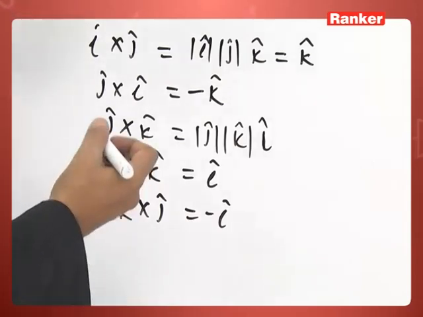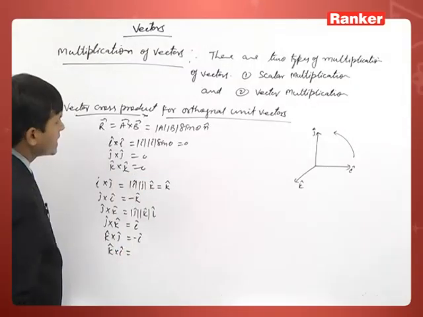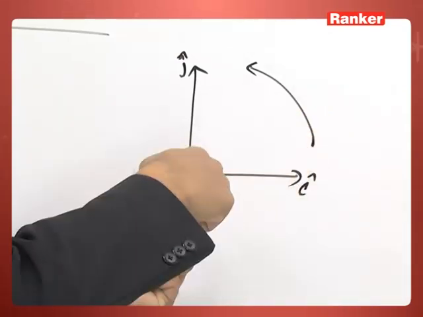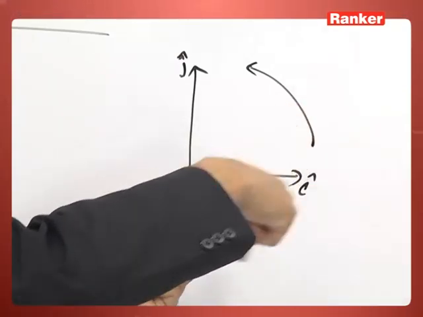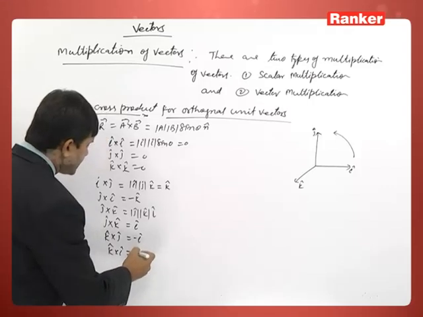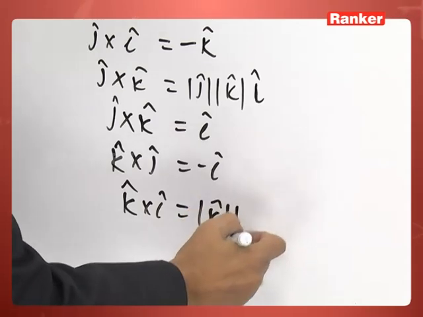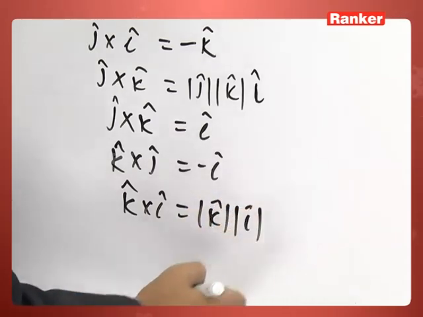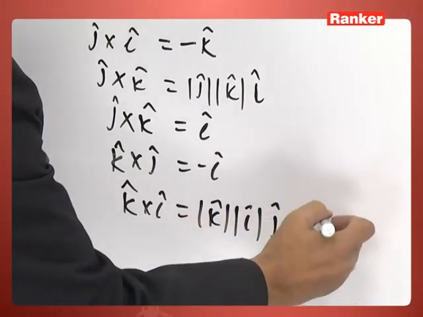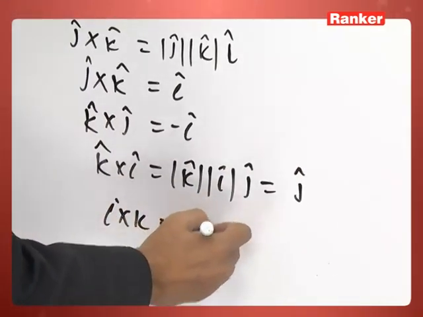Now next, we can say k cross i. This is your k, this is your i. We have to move from k to i. That means like that, then it comes to j. So k cross i is again mod k cap, mod i cap, and direction here comes j cap. So we can say this is nothing but the j cap vector. So i cross k is minus j.